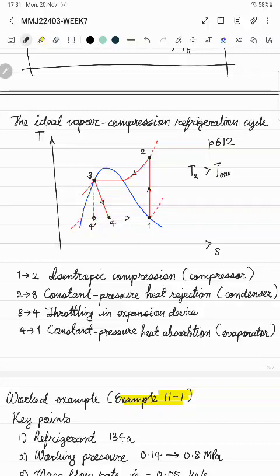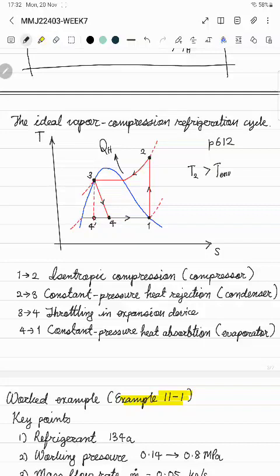We have the 2 to 3 process, which is at constant pressure. This is a constant pressure line, and the heat is rejected in the condenser. So this is the part where heat rejection happens at high temperature.